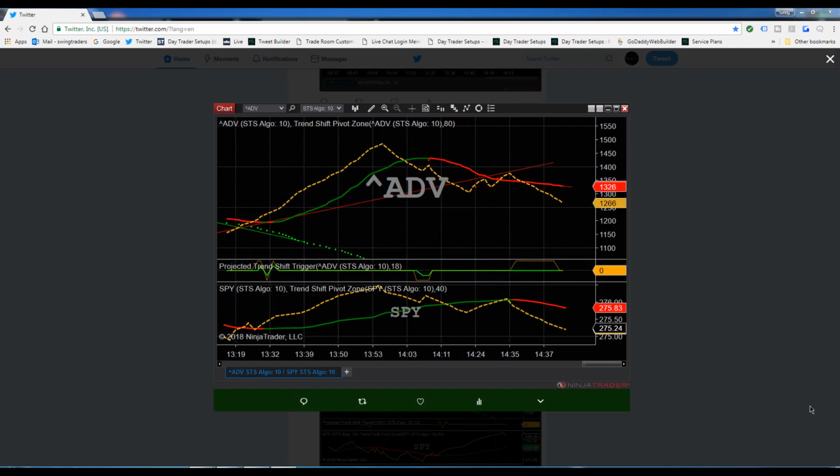Little shot we put in the room here. Right after 2, the AD line started to break down, and the SPY was still falling. As they break down, that's what we teach. If it's not in a red zone, it's going to come back. Gave the little wiggle there, went in a red zone.